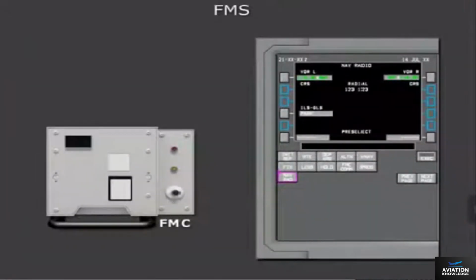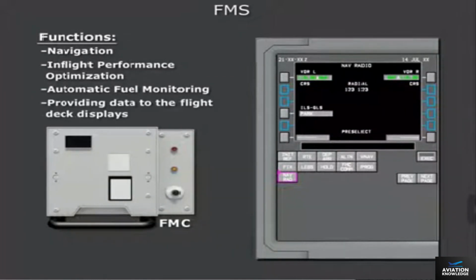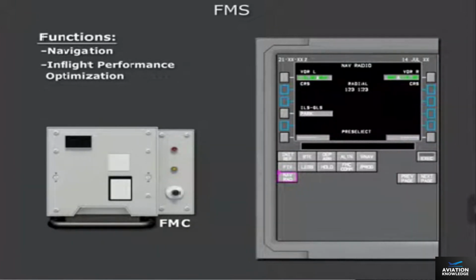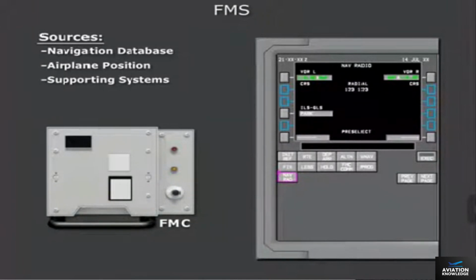The FMS performs a wide range of functions, including navigation, in-flight performance optimization, automatic fuel monitoring, and providing data to the flight deck displays. The FMS uses data from the following sources to provide flight path control commands: the navigation database, airplane position, and supporting systems.